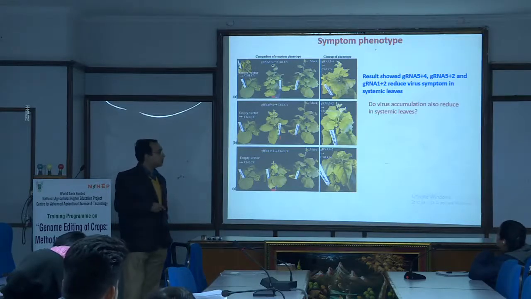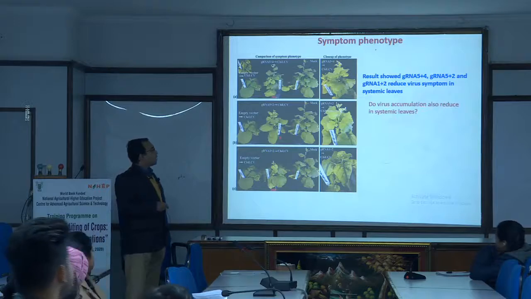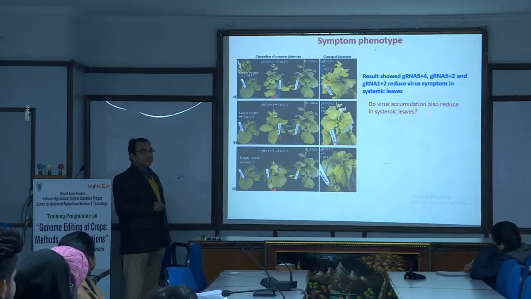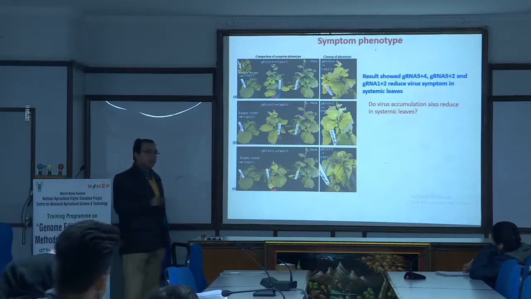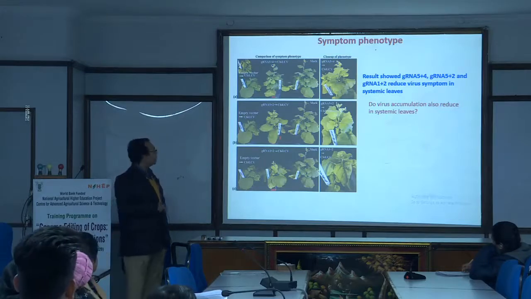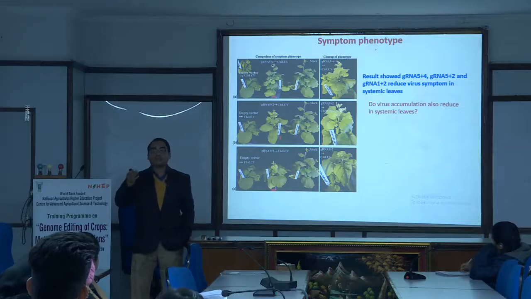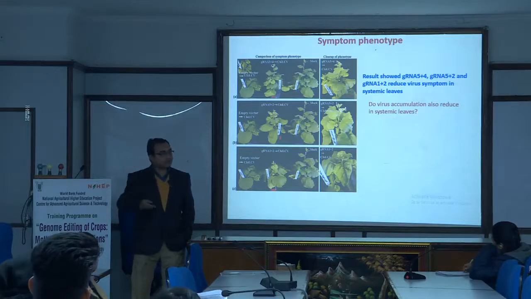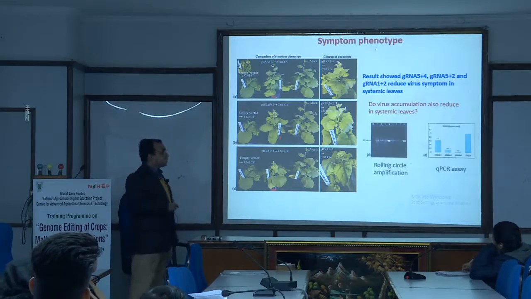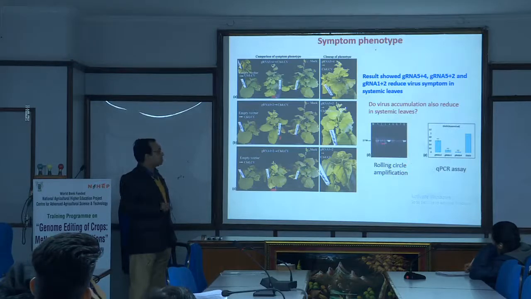And the question is, does virus accumulation also reduce in the systemic leaf? We have checked only in the inoculated leaf that the virus accumulation reduced. So, is it reduced in the systemic leaf also, that is, the virus cannot replicate in the systemic leaf either? For that we did 2 experiments, rolling circle amplification of the virus, to know whether the virus is able to replicate in the systemic leaf.